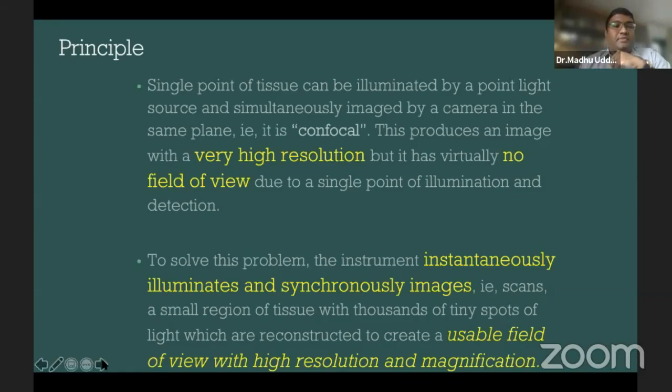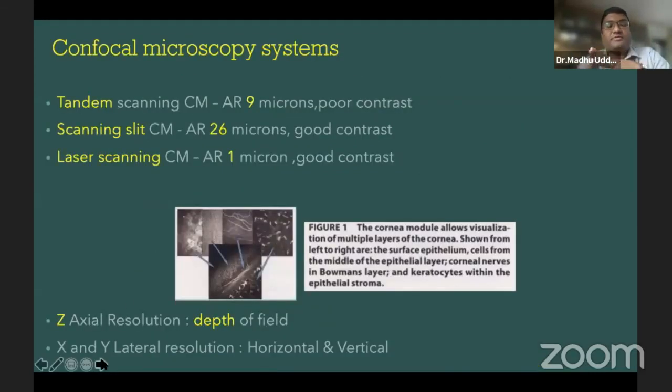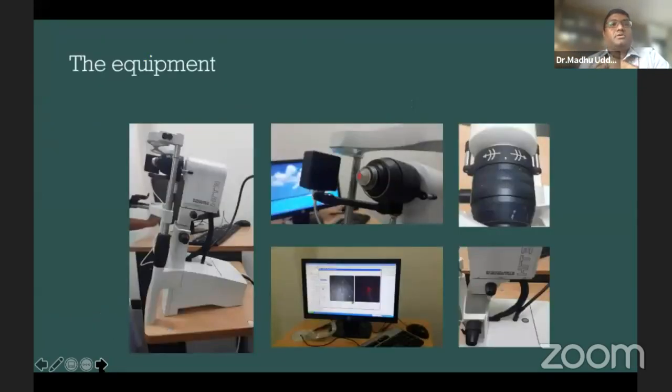So when I was doing my fellowship in Aravind, I had the opportunity of working with laser scanning confocal microscopy, which has a very good axial depth of 1 micron. So almost 500 microns of cornea, you can get a volume scan for every 30 microns. So every slice of the cornea you will be able to get. The equipment that we use there is the HRT3 with the Rostock cornea module. So this is how it looks. The black one is the Rostock cornea module.